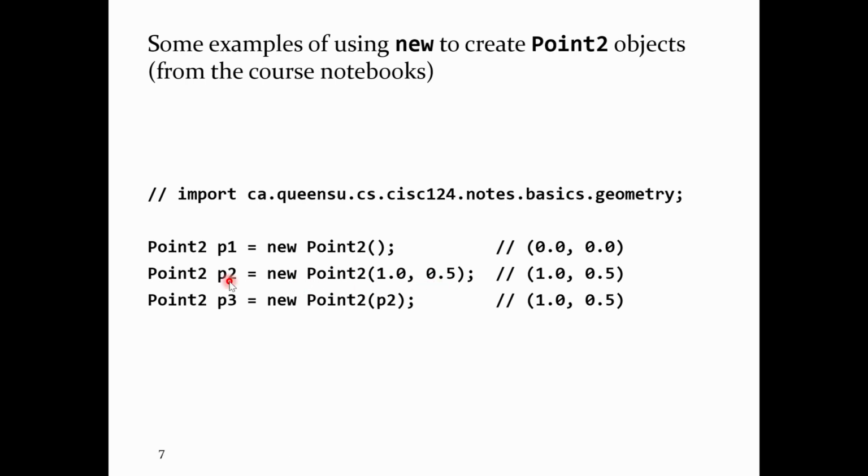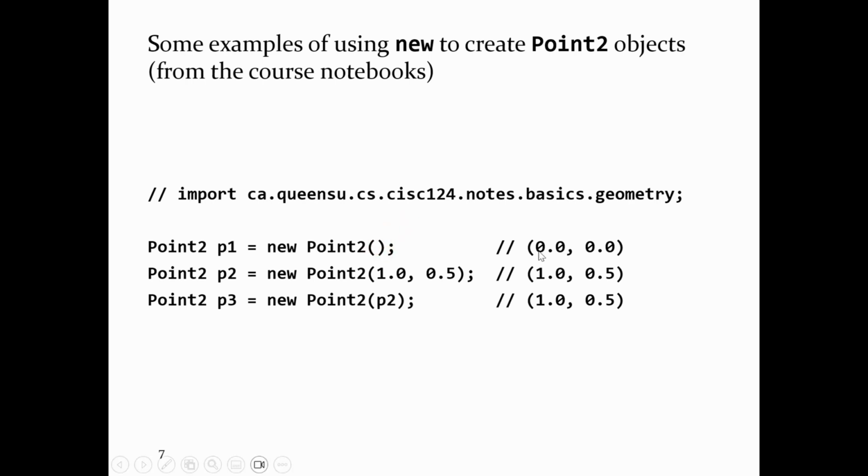So p2 is also a Point2 reference. So I need to make a Point2 object, so I call new, I call a constructor. Now the second constructor here takes in 2 values, here 1.0 and 0.5. So this makes a two-dimensional point whose coordinates are 1 and 0.5. That's what Point2 is. Point2 is just a two-dimensional point that corresponds roughly to a real two-dimensional point in mathematics.